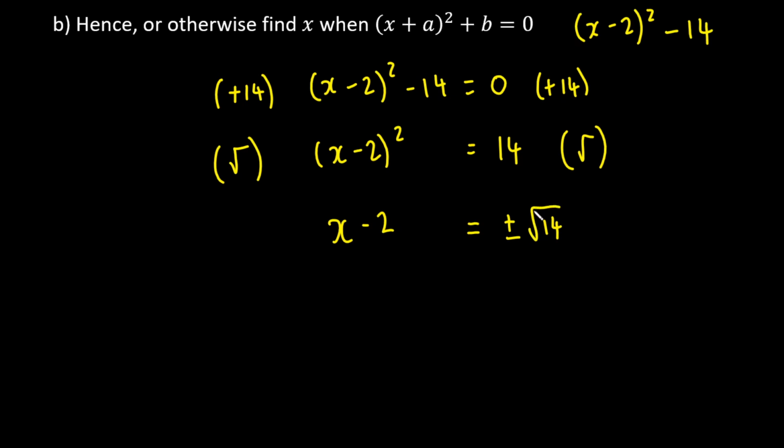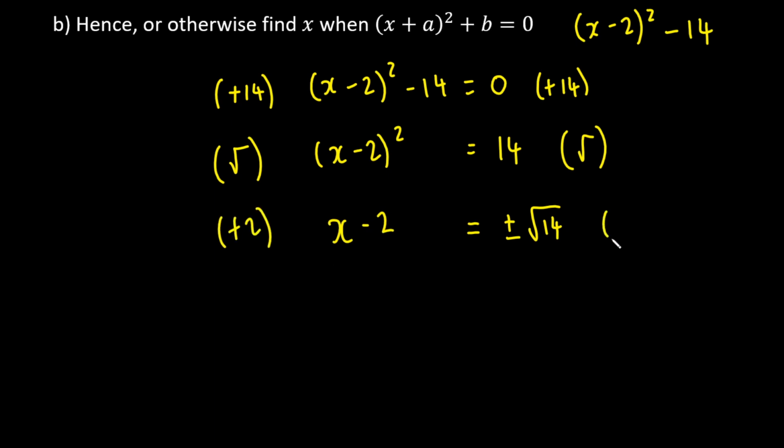Now, this can't be simplified any further. But if it could, you'd be expected to simplify it further. And you'd need to know how to do surds in order to accomplish that. But for now, this is in its simplified form, so let's proceed. I'm very close to isolating my x. I just have to add 2 to both sides now.